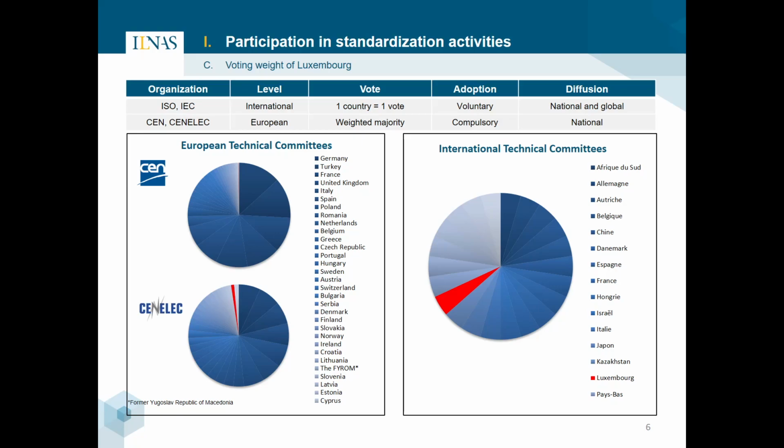Also, as already mentioned, the vote of members is weighted on EU level, resulting in Luxembourg's vote having less weight than the vote of members with bigger populations, as you can see on the graph below. So, for instance, a vote cast by Germany would weigh much more than a vote cast by a tiny country such as Luxembourg, while on an international level, every country is equal, so every vote weighs the same.